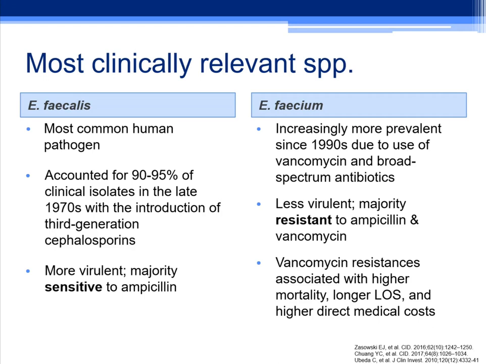The most clinically relevant species are faecalis and faecium. We more often see faecalis, and it's more virulent, with the majority sensitive to ampicillin. Faecium tends to be less virulent, but the majority of it is resistant to ampicillin and vancomycin. We know that vanc resistance with faecium is associated with higher mortality, longer length of stay, and higher direct medical costs.